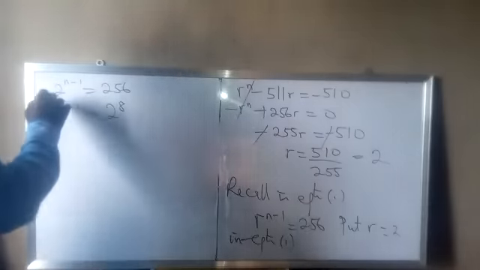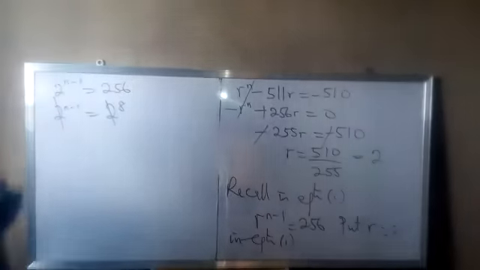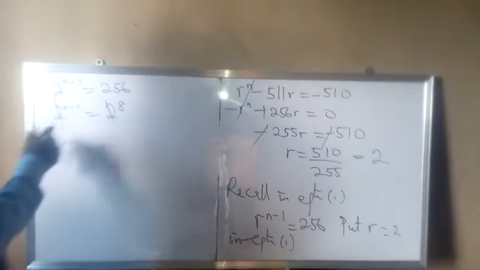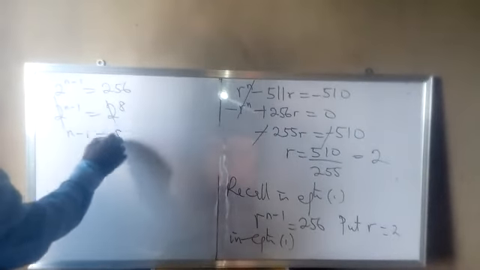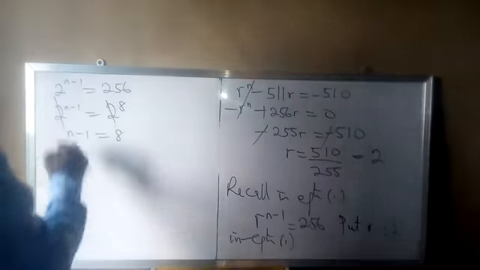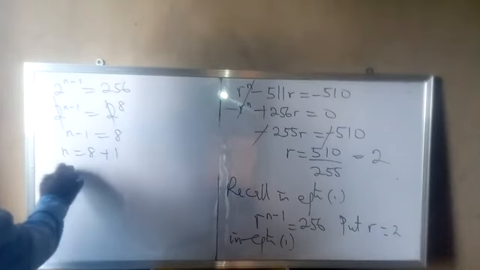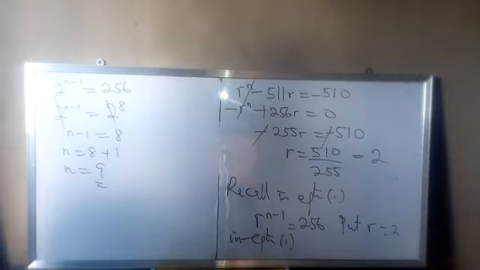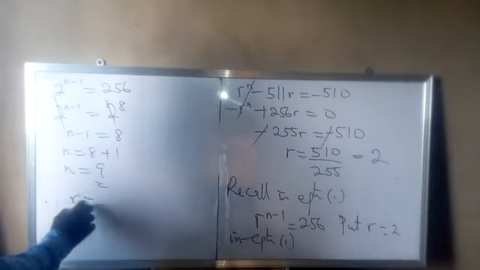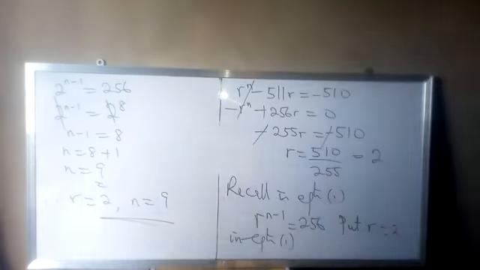Now this looks like indices. So 2 will cancel 2 here. You equate the powers together, and you have n minus 1 is equal to 8. So to get n, n will be equal to 8 plus 1. So n is equal to 9. Therefore, our r is equal to 2, and n, which is the number of terms, is equal to 9.